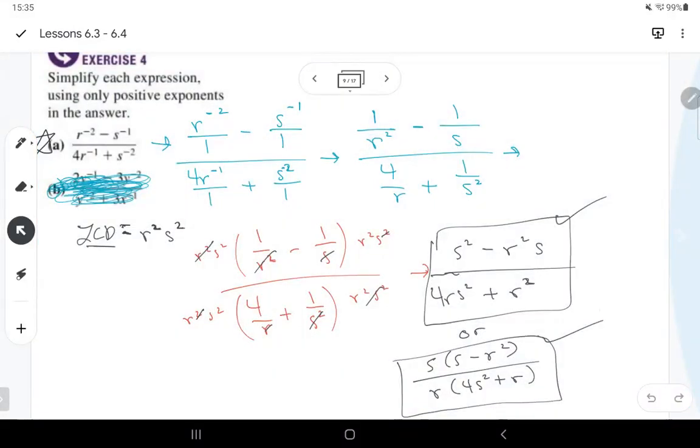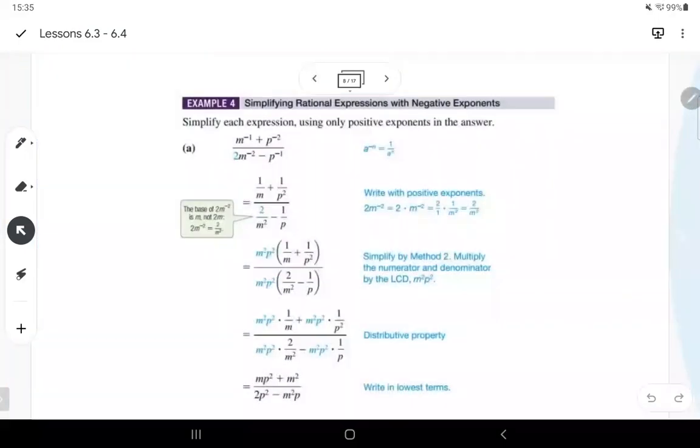Oh, I forgot to erase it. One second, guys. Okay, let's try that again.